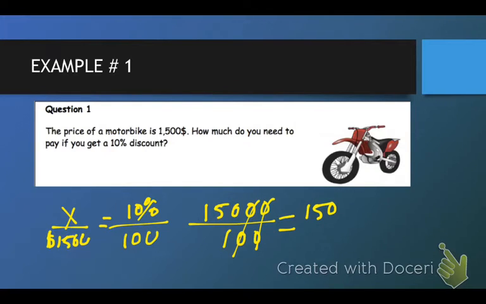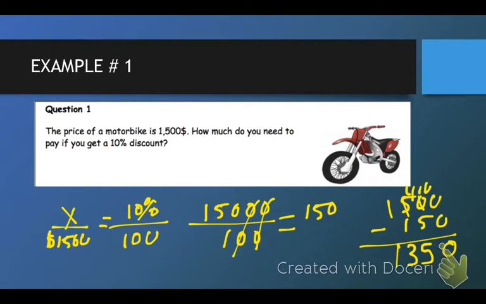Unfortunately, we are not done because it wants to know what the price is that you must pay. So you need to take that $1,500 and subtract the 150, and if you do that, you will get a total price of $1,350, and that's simply all you would do. Let's go ahead and look at example number 2.